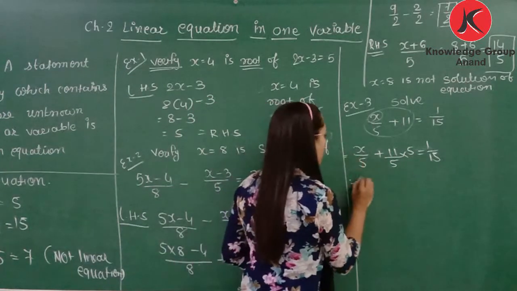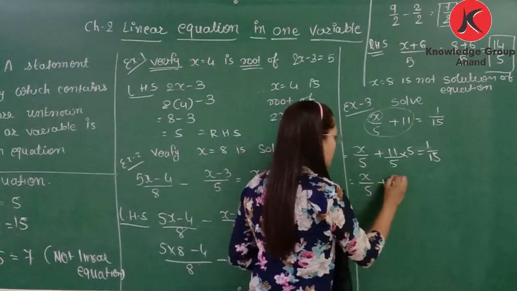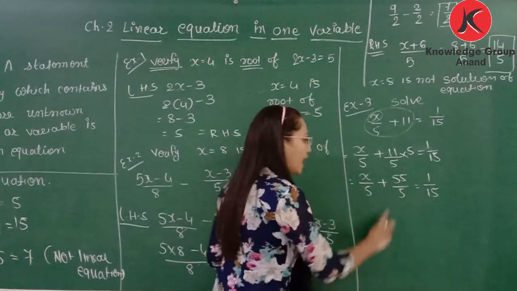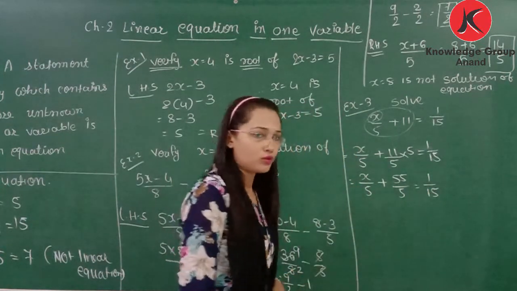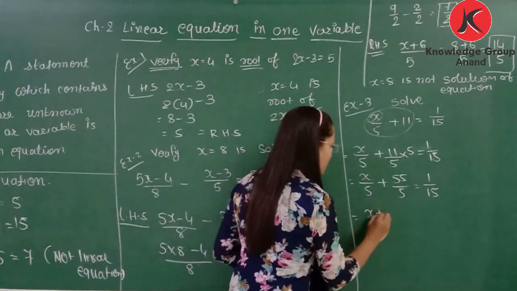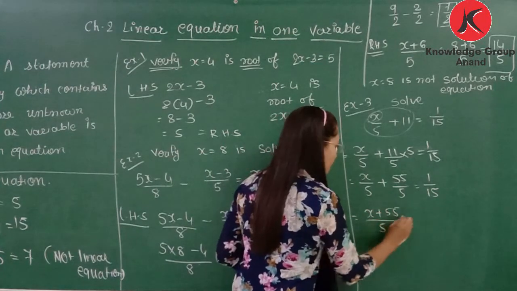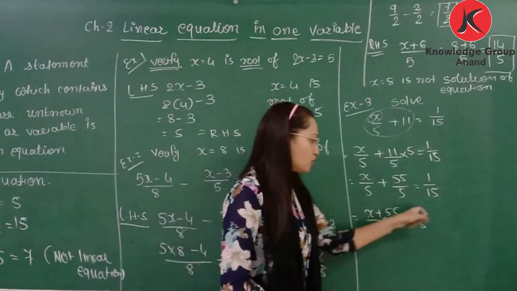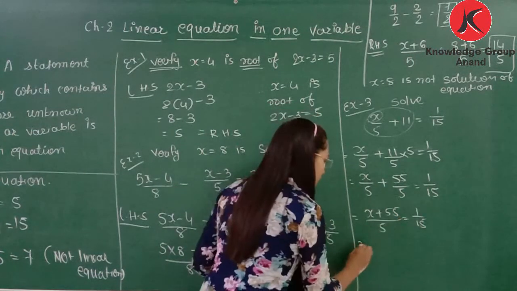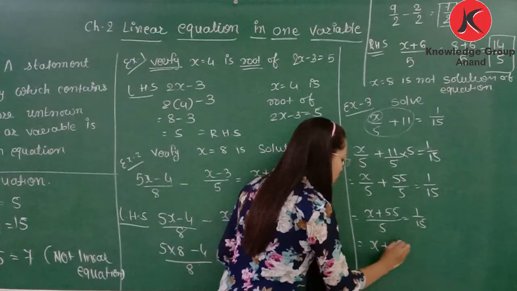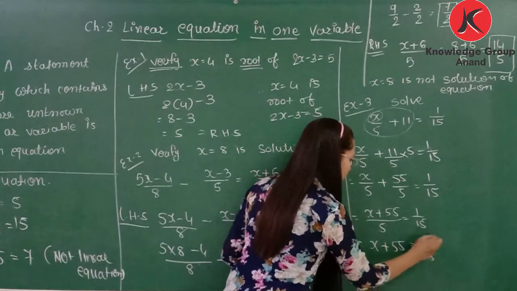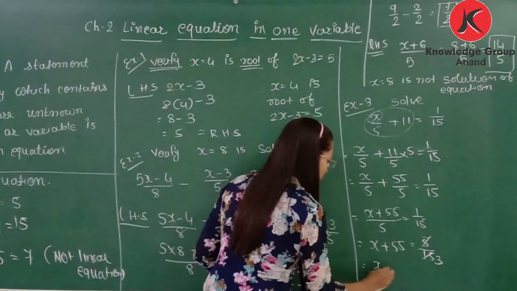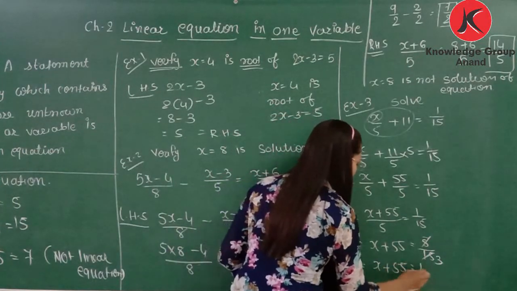So here we have x by 5 plus 55 by 5 is equal to 1 by 50. Now here we also have a denominator 5. So x plus 55 whole divided by 5 we can write. Now 5 is dividing, we take it on the right side. It will be in a multiplication. So 5 by 50. Now cancel out this. So we will have 5 is 10. x plus 55 is equal to 1 by 10.